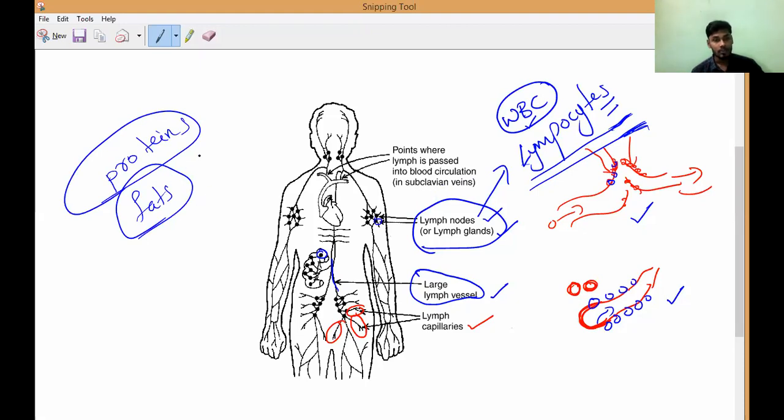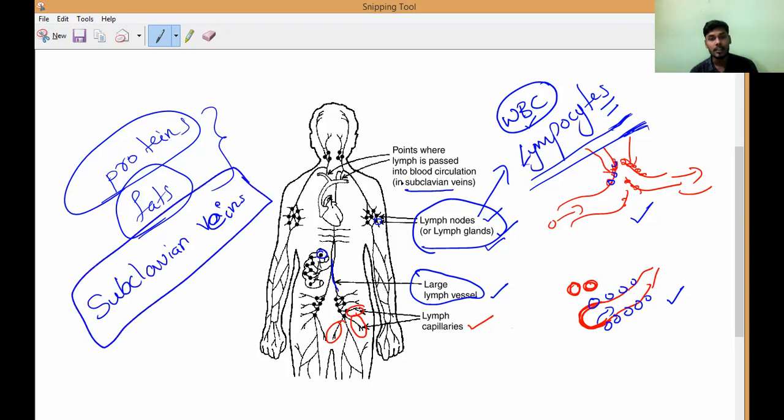Once the filtration of proteins and fats is done, these lymph nodes or lymph glands are directly connected to the big vein. What is that vein called? Subclavian vein. A big vein called the subclavian vein. It is directly connected to the heart. Understand? So you can observe here, it is directly pumped into the heart.